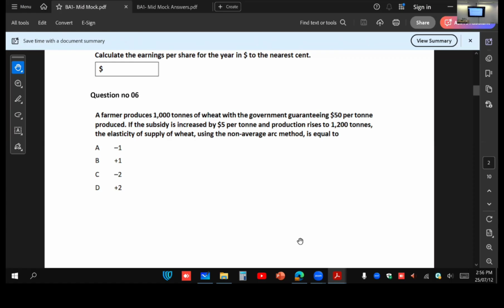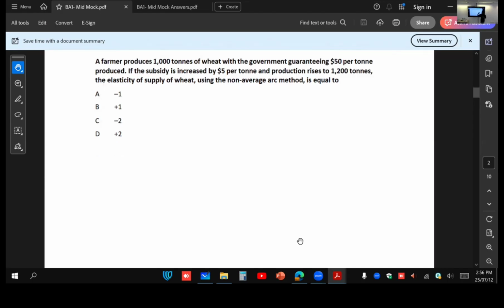No? Right? What's the equation to calculate price elasticity of supply? Yes, that's the percentage change. So, elasticity, how can I calculate? Percentage change in quantity supplied divided by percentage change in price. So, using that non-average arc method, if you average, you are dividing by the average figure. And if not, that's final minus initial divided by initial.